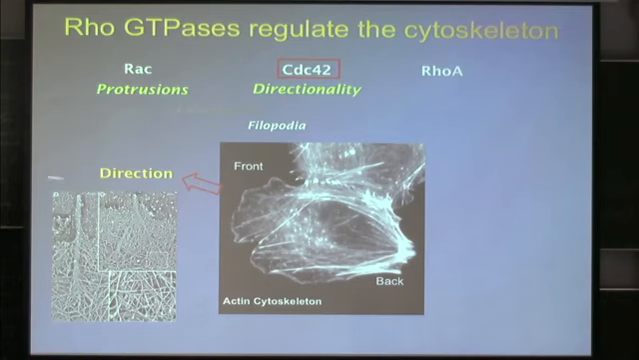And they are thought to be important to finding the direction of the cell. So this protein is important, for example, during chemotaxis, for the directionality of cells, so that they find the gradient of the chemoattractant, for example.